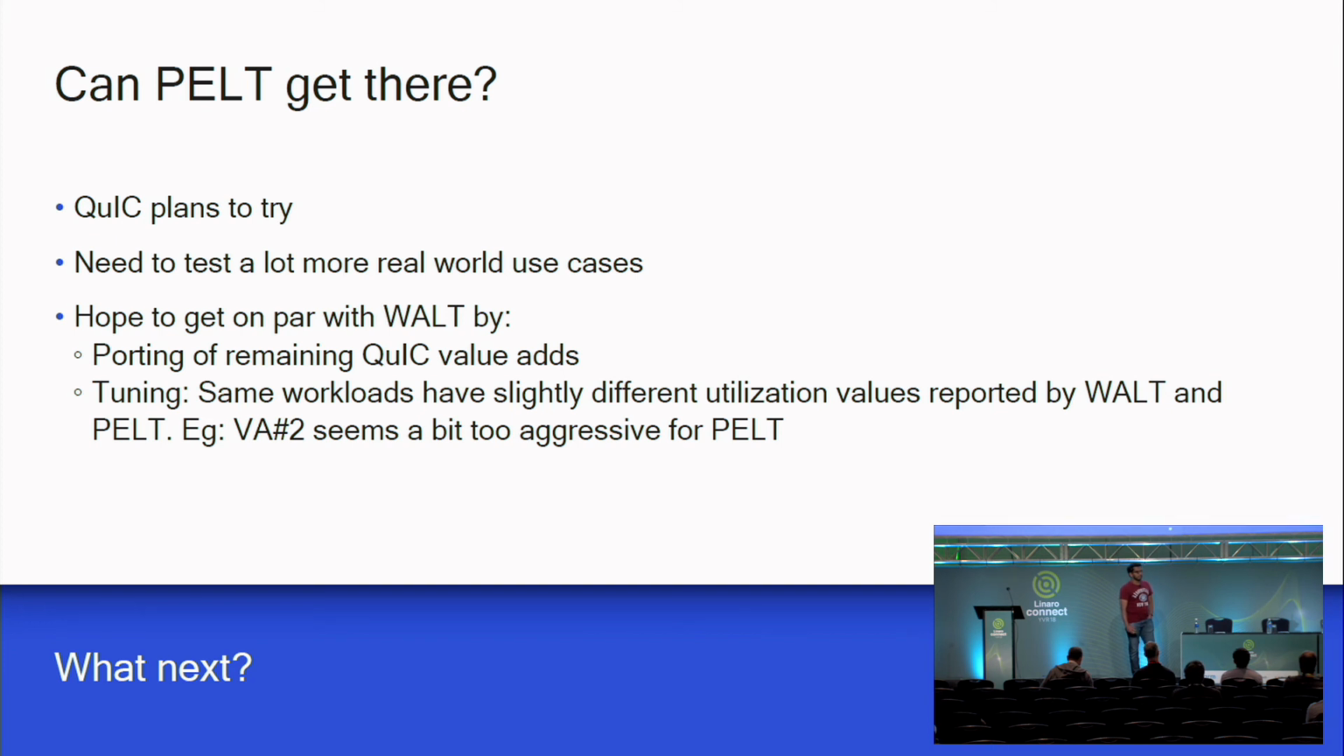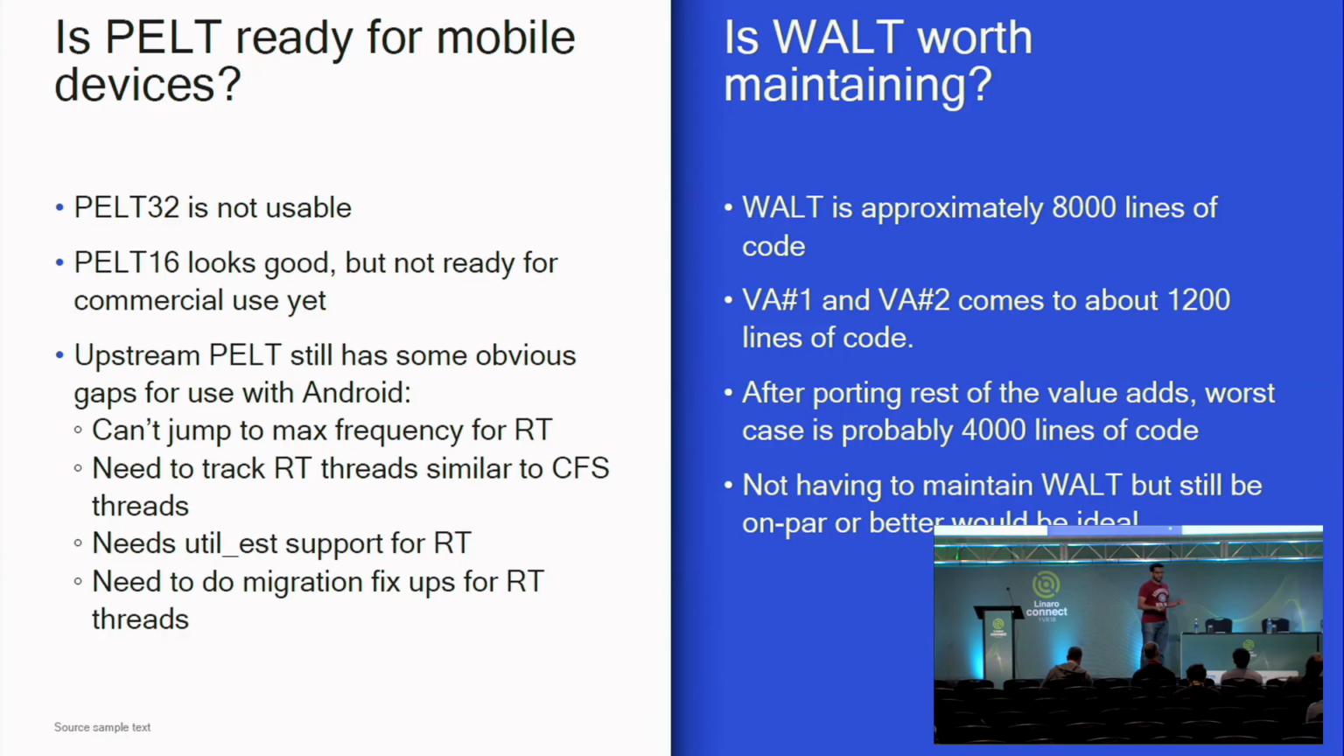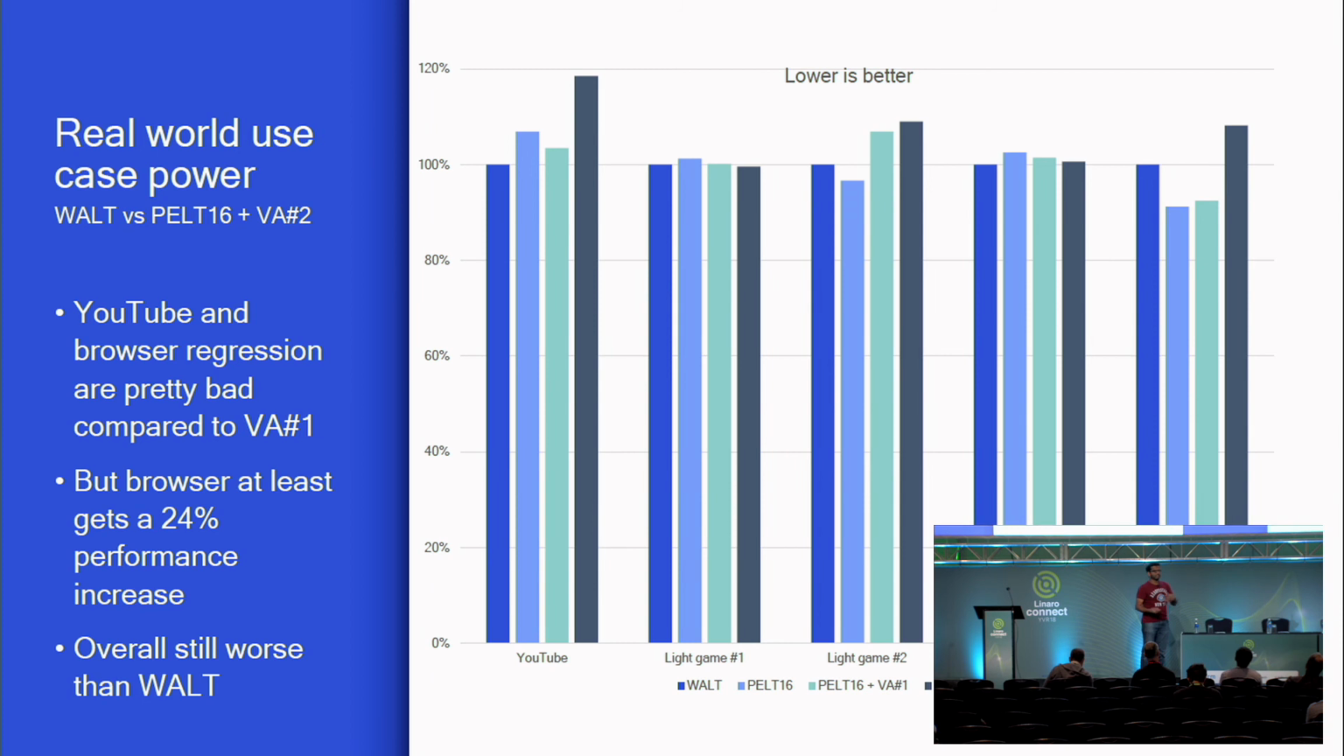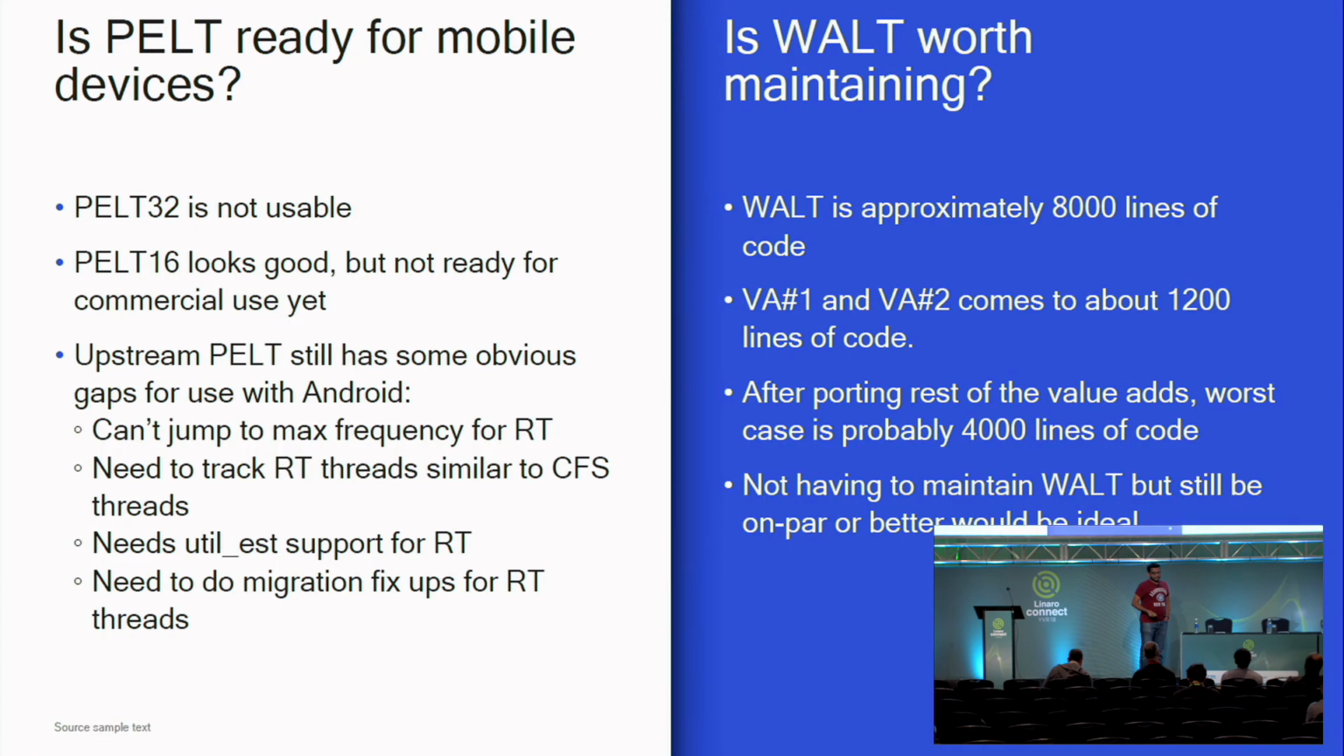We're hoping to get there by porting over the rest of the value adds and continuing to debug the value adds we have right now. So even though the power is like this, that doesn't mean it's done. We might have a bug in a value add too. So this is super early data, and we need to look at the traces more closely to see what's going on. I think we actually have some more changes that will make it better, but it's too late to present them here. So I'm just presenting what I have.